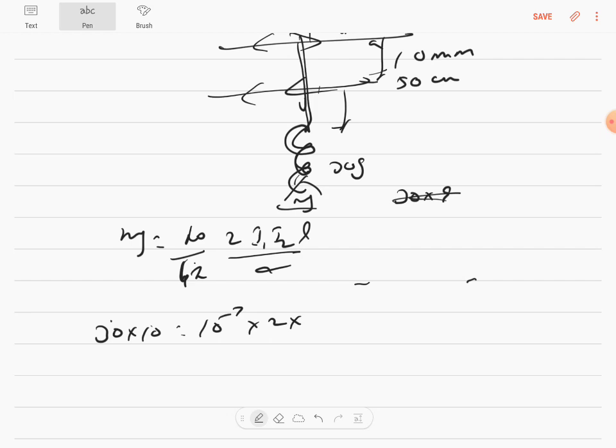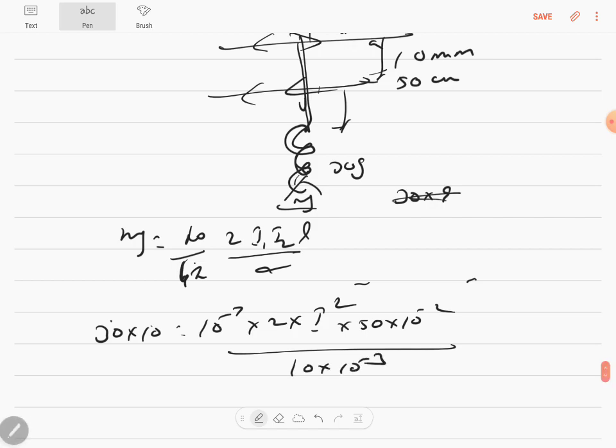A current balance, the current to be measured is arranged to give a resultant repulsive force. It has got to be the same current I, so I square. Otherwise we can't do it. L is the length of the wire, which is given as 50, so into 50 into 10 to the power minus 2, by the separation between them, 10 millimeter, so 10 into 10 to the power minus 3.